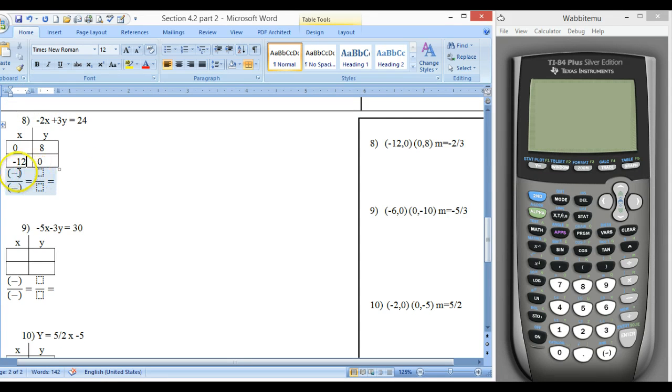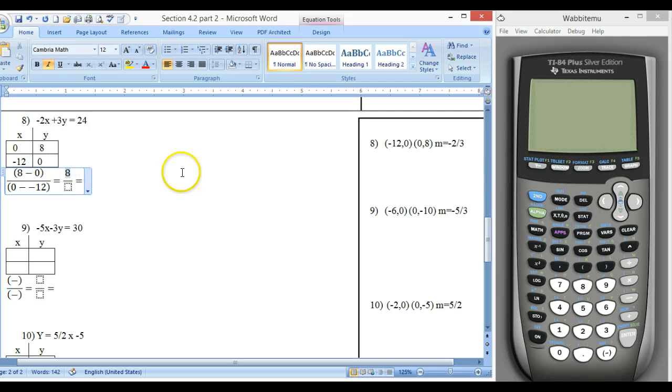There we go. And putting these in our formula, 8 minus 0, so that was y minus y, equals 0 minus negative 12. This was y, or 8 was y on this one, and it coordinates to the 0. Good. And 0, negative 12. So double check those, and 8 minus 0 is 8. 0 minus a negative makes that positive 12.